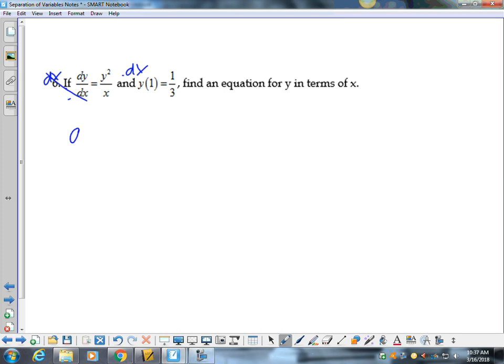So here's what I've got. I've got dy equals y squared, and I can write that x to the negative 1 if that makes us feel better, dx. So now who's in the wrong spot? I do. I have to divide by y squared, or over here I can write y to the negative 2.